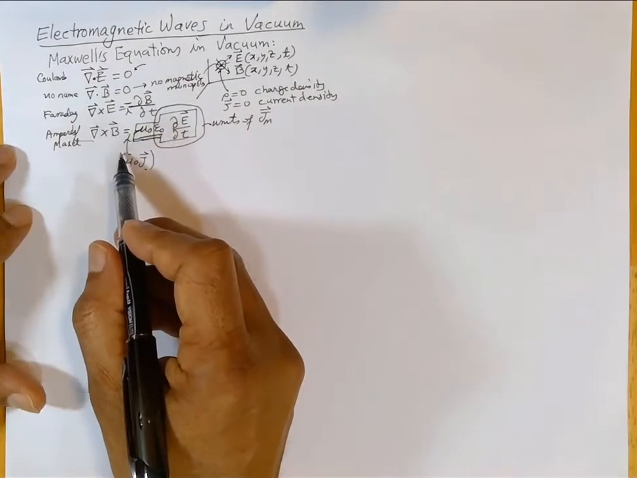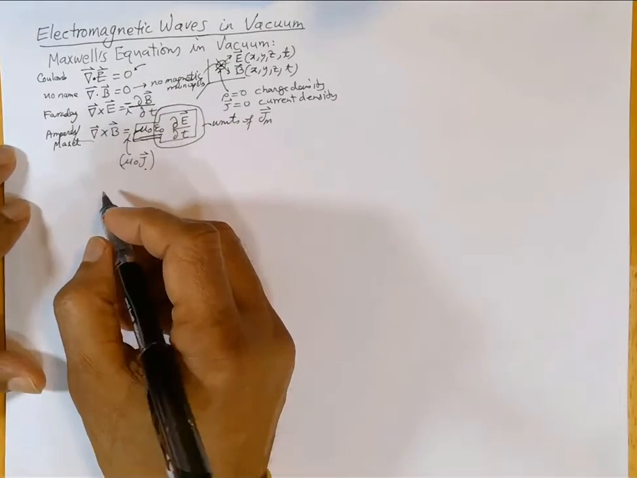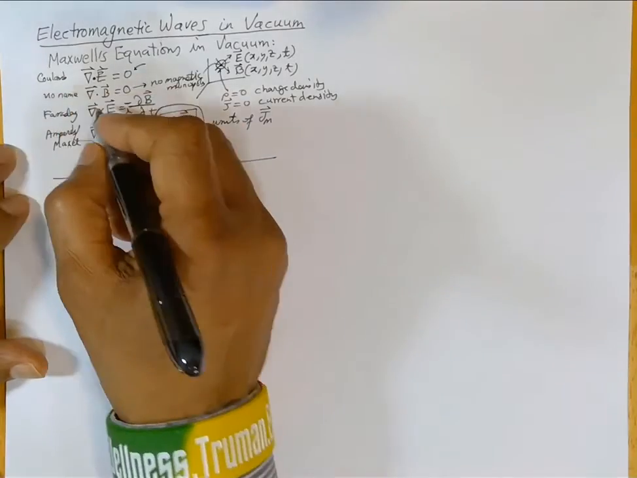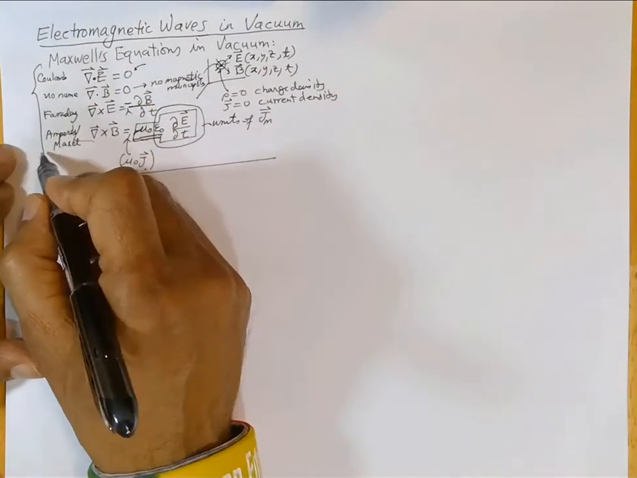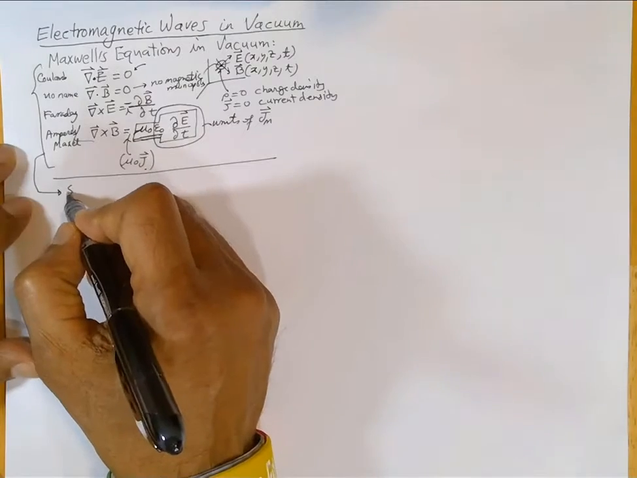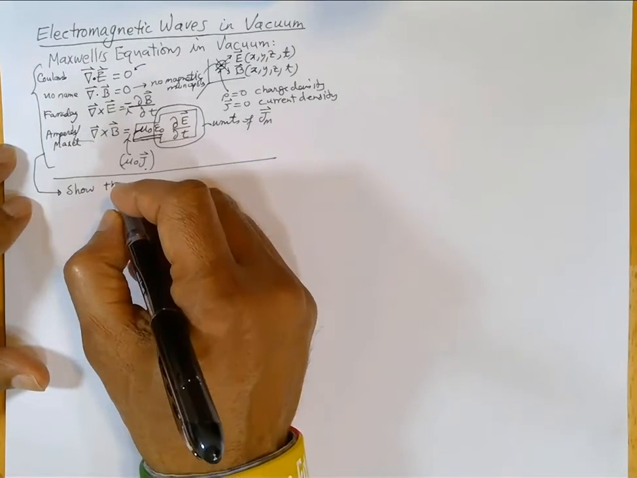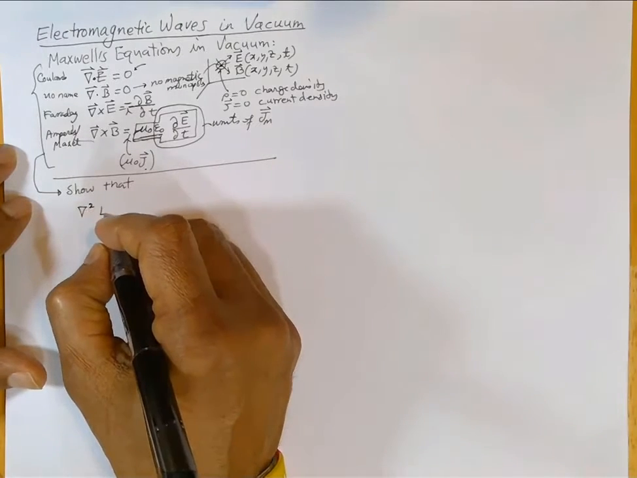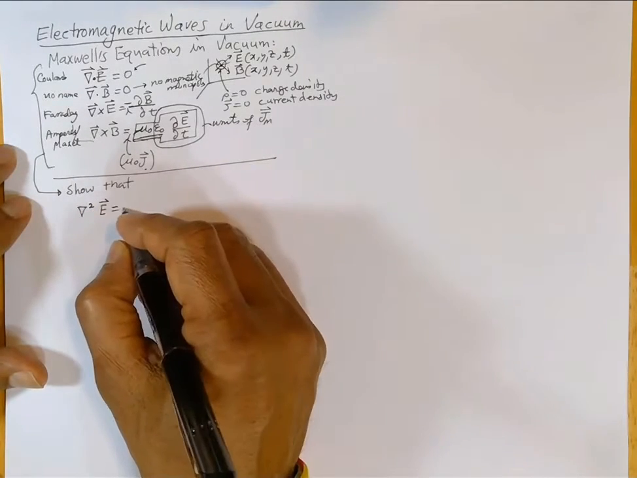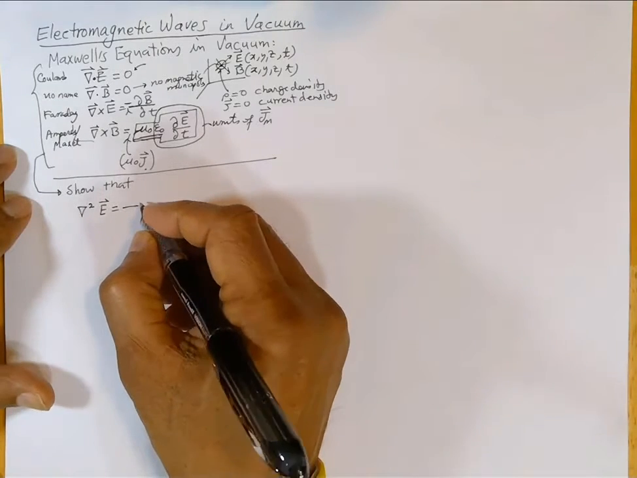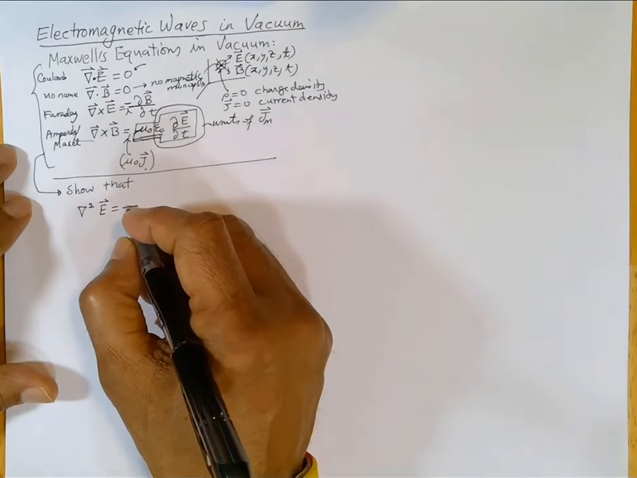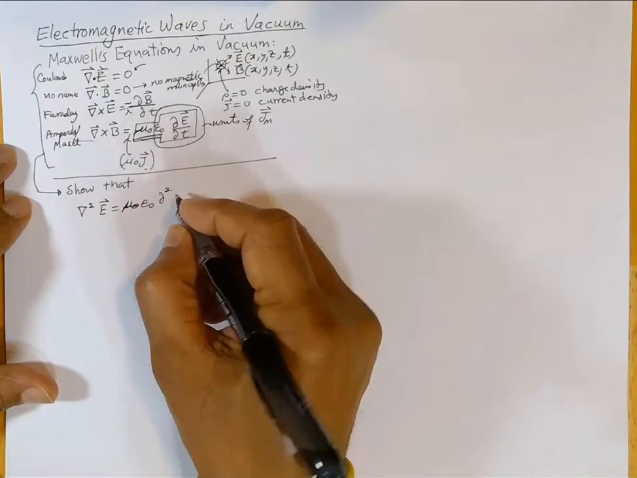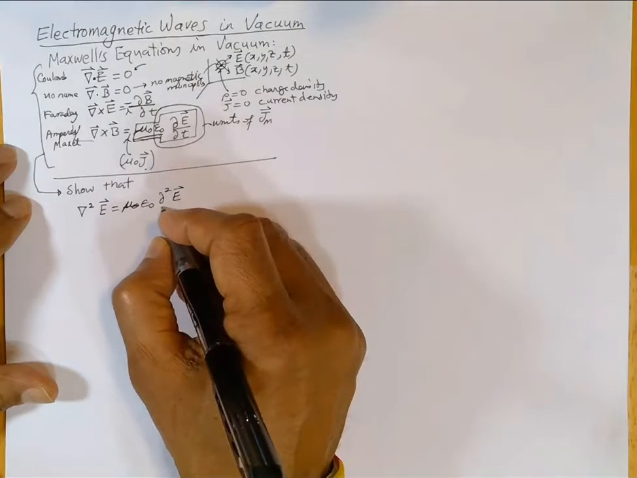So electric field and magnetic field are supposed to obey these 4 laws, and we can show that from these 4 laws, you can show that del square E is equal to mu naught epsilon naught d square E dt square.